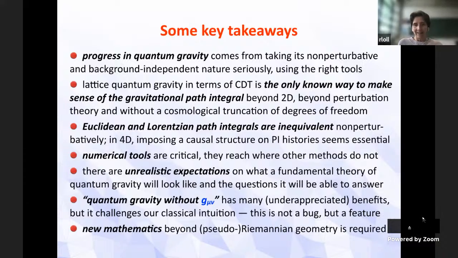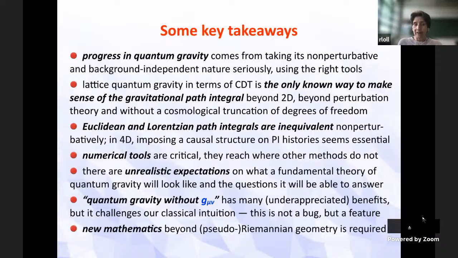Therefore, there are actually what I would call many unrealistic expectations of what a fundamental theory of quantum gravity will look like and what it will be able to do and what kind of problems it will be able to solve. So we'll also get to this.